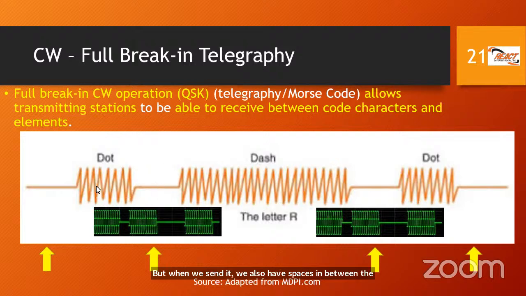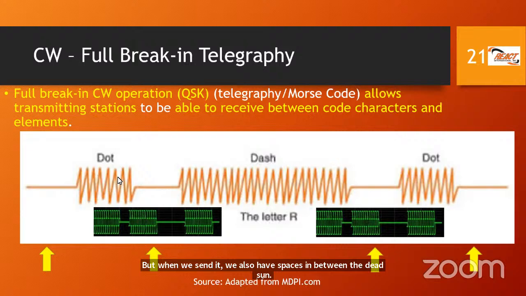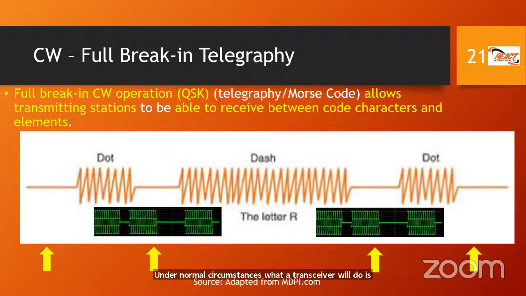Under normal circumstances, what a transceiver will do is, as I'm sending my dits and das, it will silence my receive, so I won't hear anything at all until I'm finished my message. But there's a mode I can use on my radio that while I'm sending, in between the spaces of the letters, in between the spaces of the words that I'm sending, it will actually receive what is being heard on the frequency. So it will not silence the radio in those brief moments while I'm sending that Morse code. And when we turn that feature on, that is called full break-in mode.